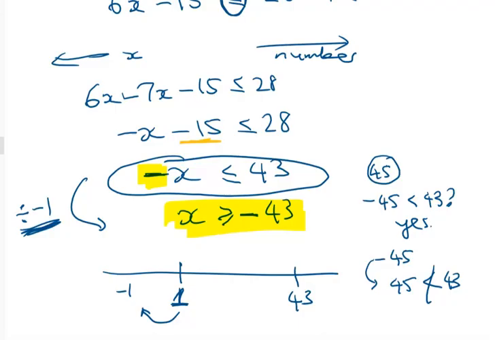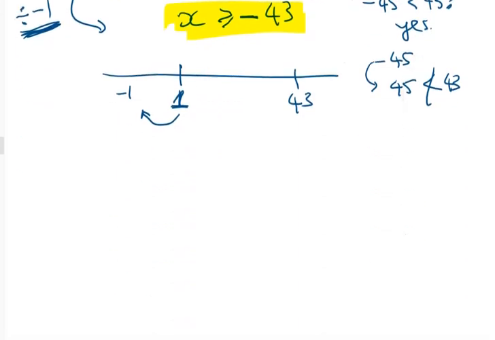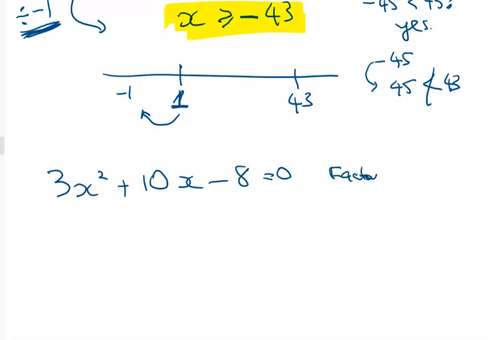All right, one more question, and it's a harder quadratic one. Okay, 3x squared plus 10x take away 8 equals 0. And these are in the harder video that I posted last weekend called Factorizing by Grouping.